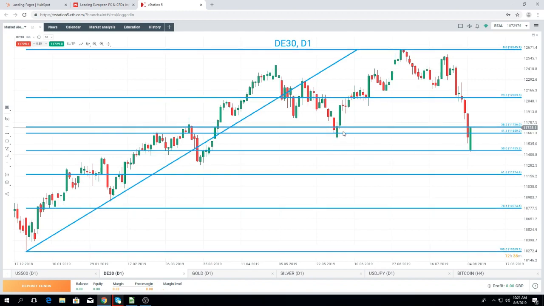Unlike the US, it has taken out the low that we saw around May time, but it has found some support this morning around the 50% fib at 11,455, and that's also been aided by a little bit of positive data that we've had out of Germany.